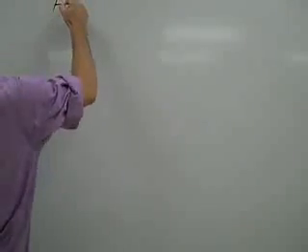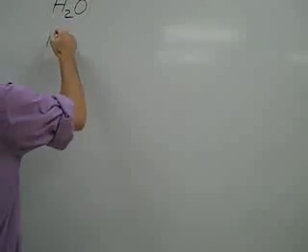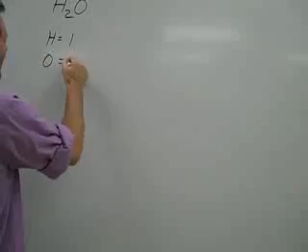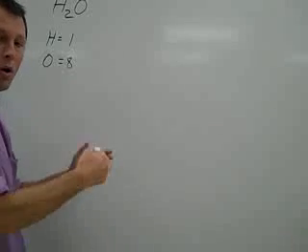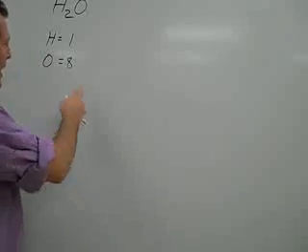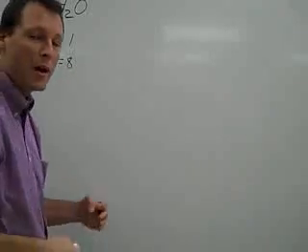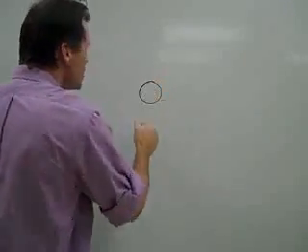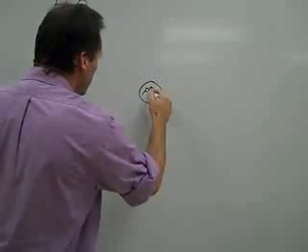H2O, two hydrogens and an oxygen. The atomic number of hydrogen is 1, and the atomic number of oxygen is 8. So using that information, we're going to build a water molecule. I'm going to start with oxygen. Oxygen not only has 8 protons, but if it's electrically neutral, it also has 8 electrons. So I'm going to draw the nucleus of my oxygen atom. So P plus, protons, equals 8.